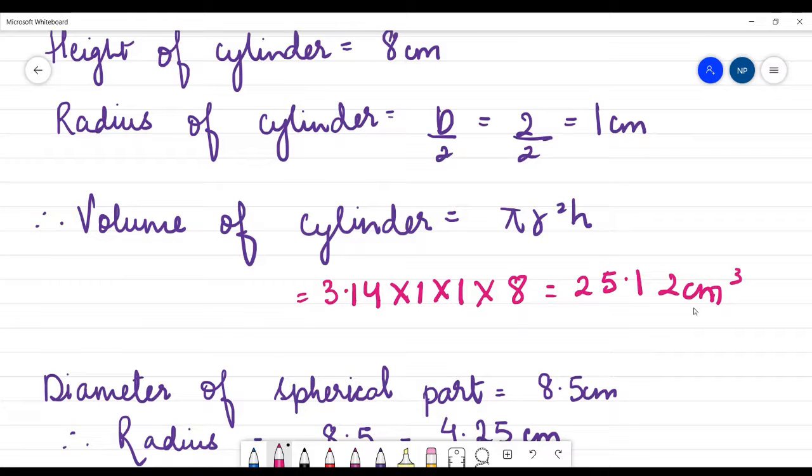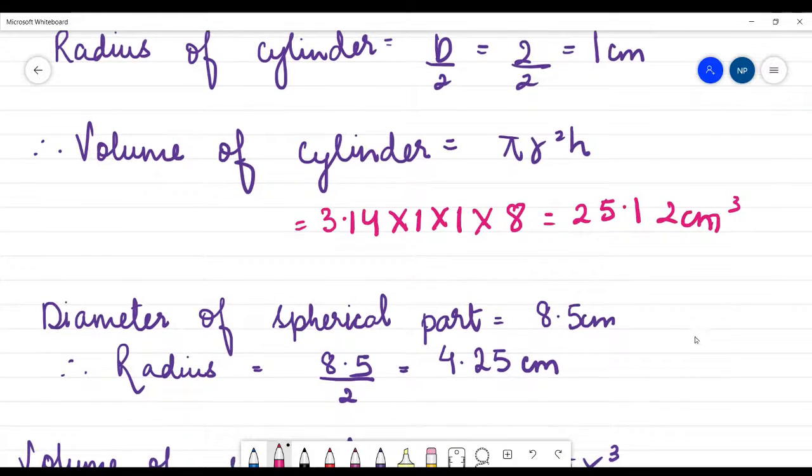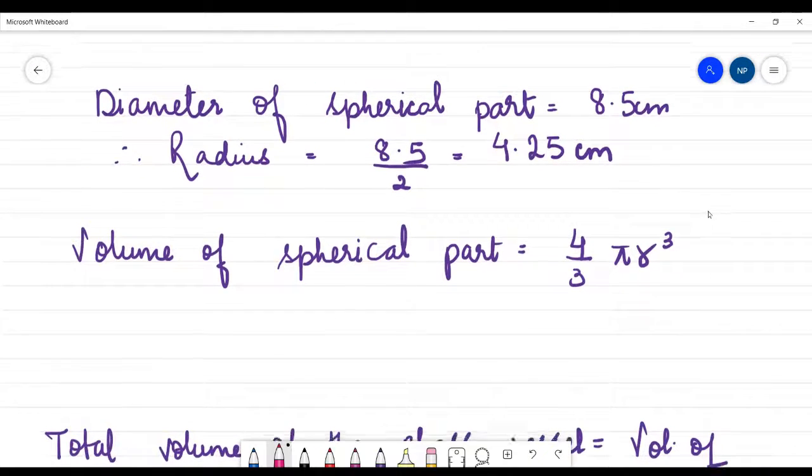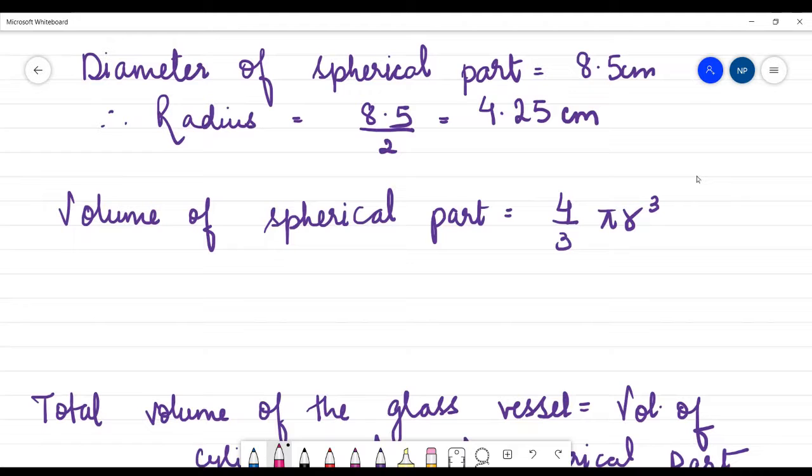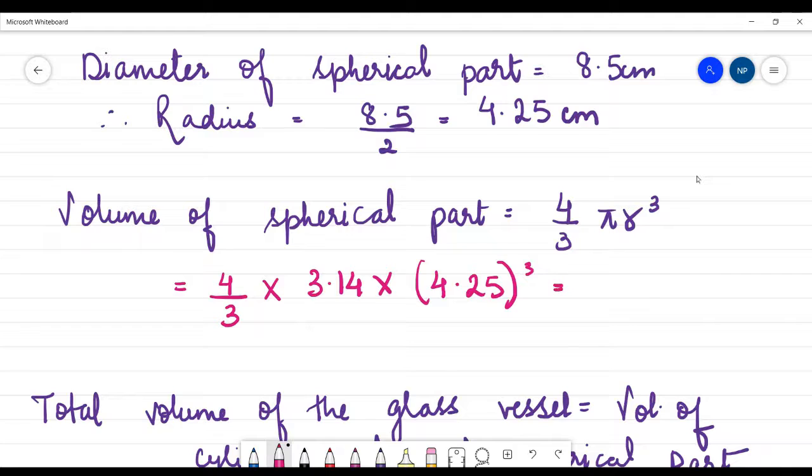Next we will move on to the spherical part. The diameter of the spherical part is given as 8.5 centimeter. Therefore, the radius will be 8.5 divided by 2, which gives you 4.25. From here, we will take out the volume of the spherical part. We get 4 by 3 into pi as 3.14 into r cube, that is 4.25 cube. On calculation, the answer will be 321.39 centimeter cube.